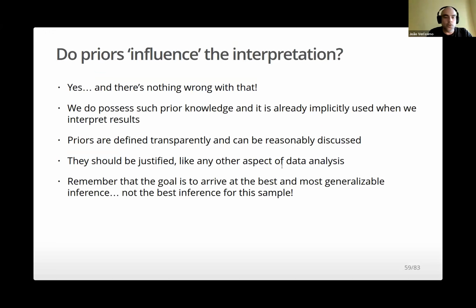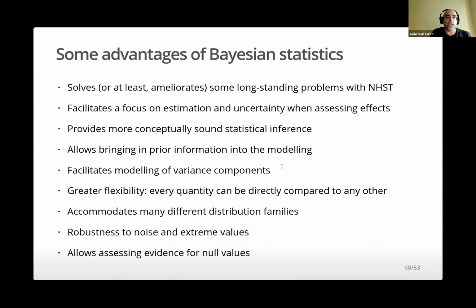Always remember that the goal is not to characterize what's happening in your data. If that was the goal, we would simply look at the data and provide descriptive statistics. The goal is to arrive at the best and most generalizable inference beyond the sample. And so the prior is really helping us getting to something that is more believable outside of our sample in the population rather than in the data. We don't really want to know what's going on in the data. And so the prior is allowing us to generalize.